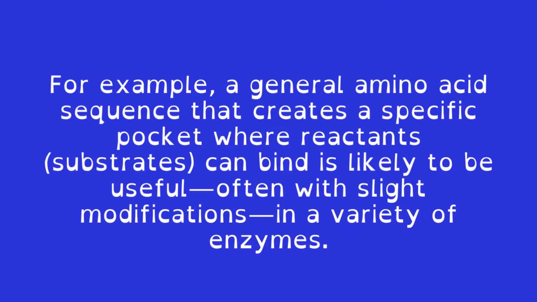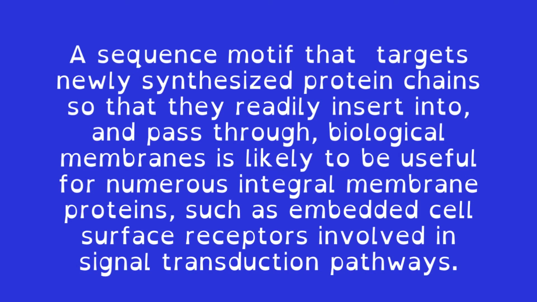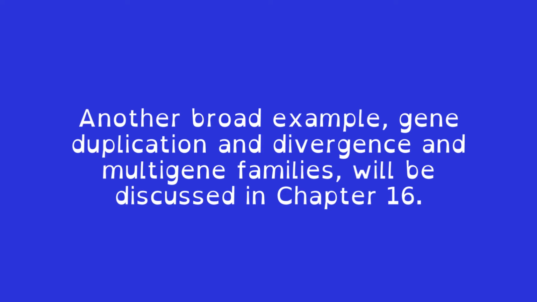For example, a general amino acid sequence that creates a specific pocket where reactants, substrates, can bind is likely to be useful, often with slight modifications, in a variety of enzymes. A sequence motif that targets newly synthesized protein chains so that they readily insert into and pass through biological membranes is likely to be useful for numerous integral membrane proteins, such as embedded cell surface receptors involved in signal transduction pathways. Another broad example, gene duplication and divergence and multi-gene families, will be discussed in Chapter 16.